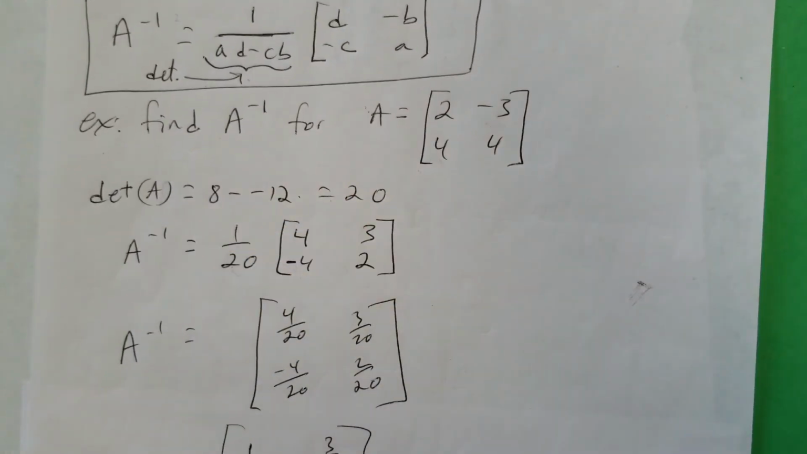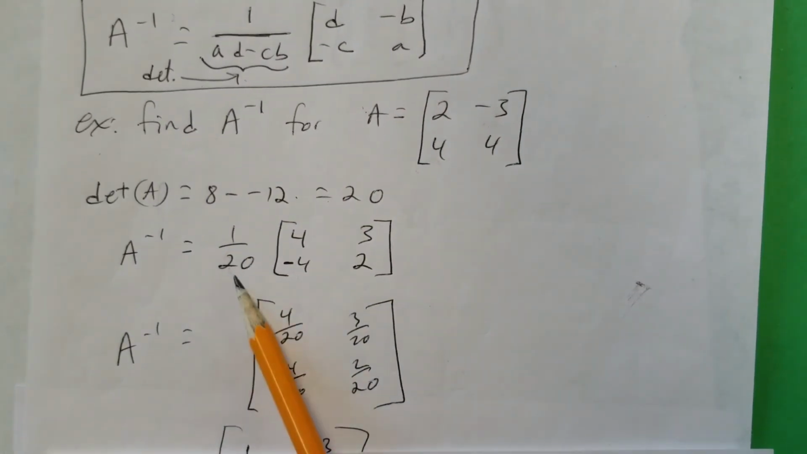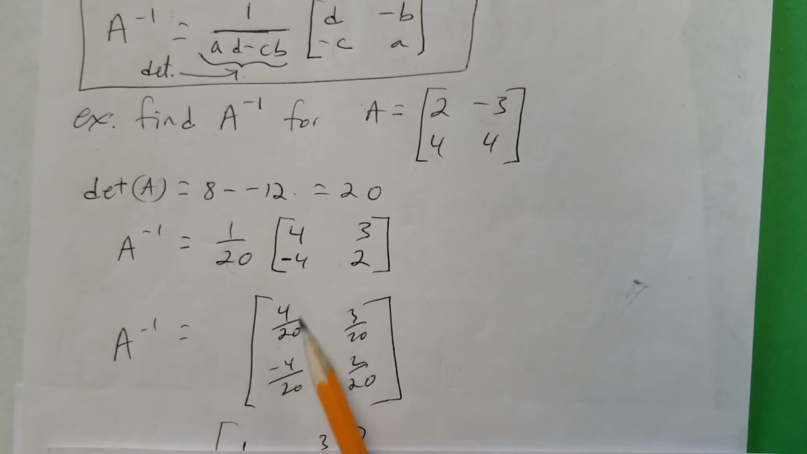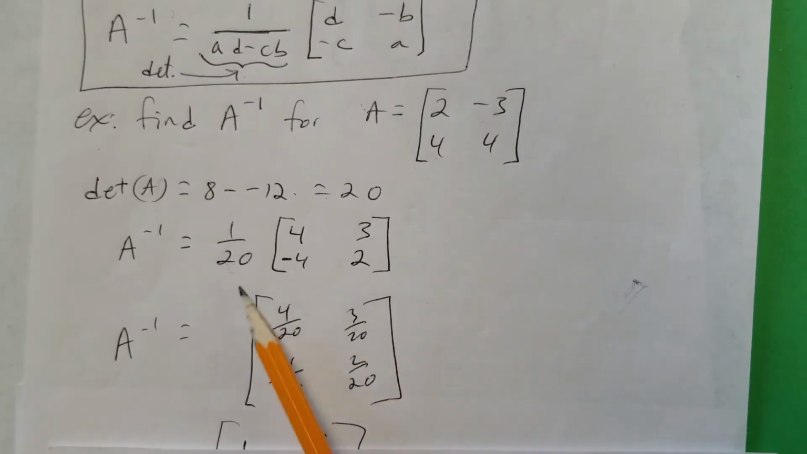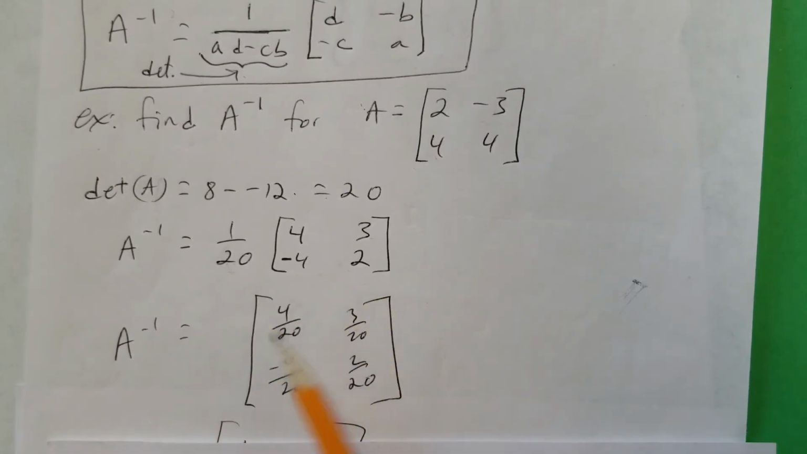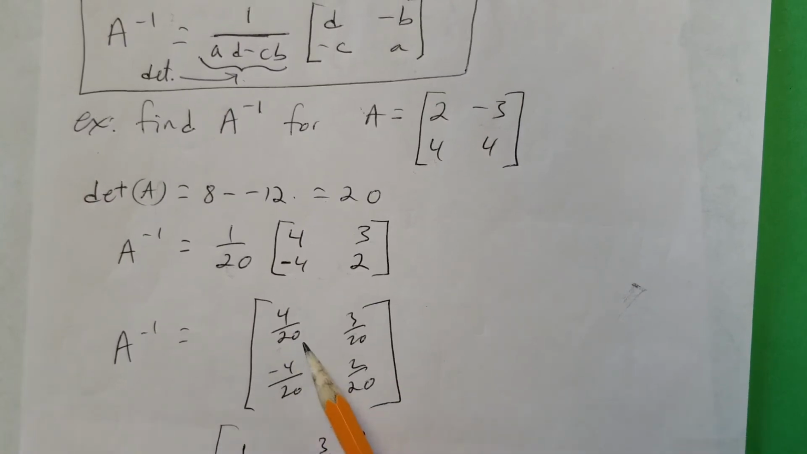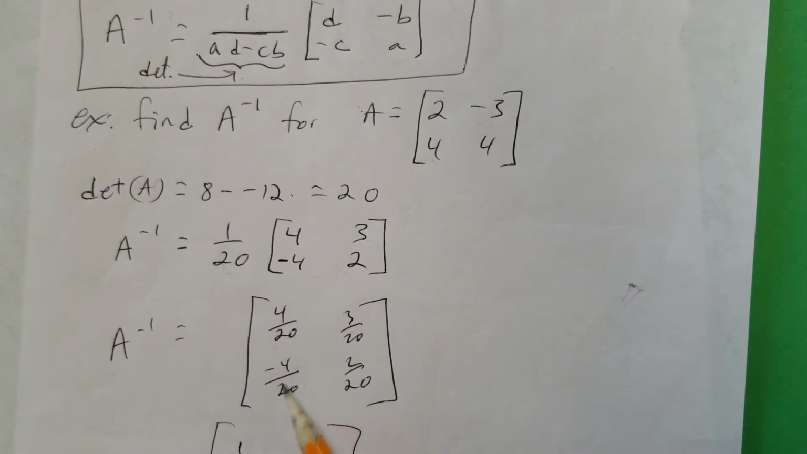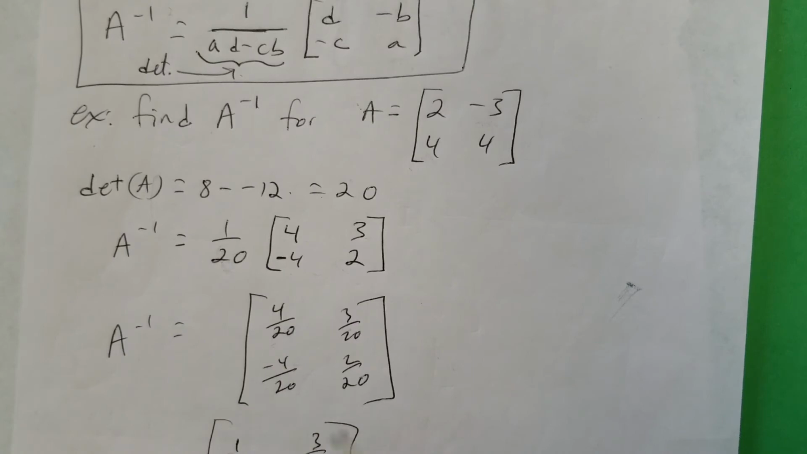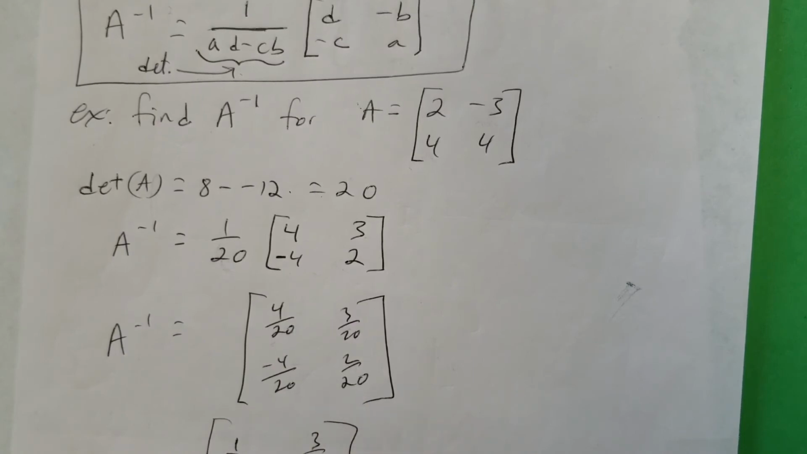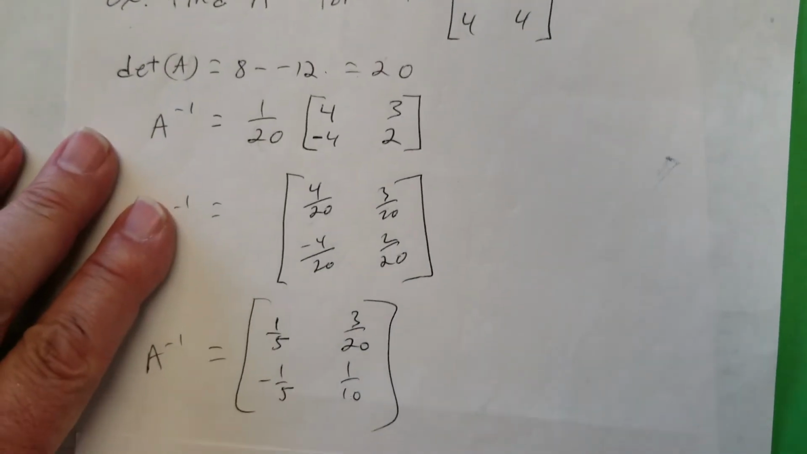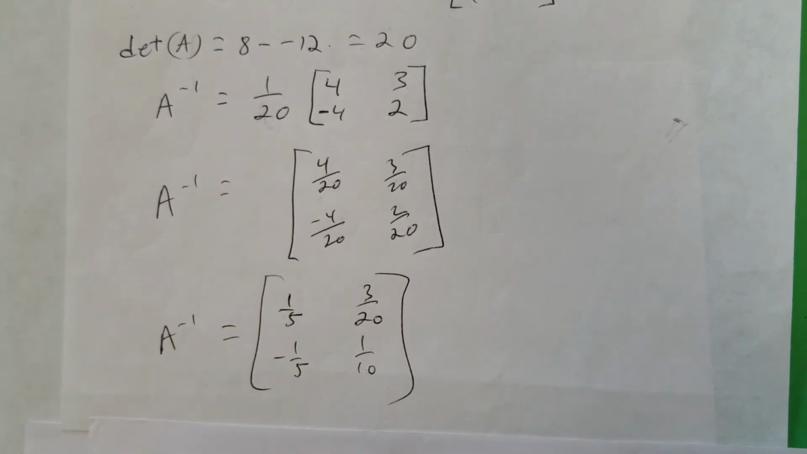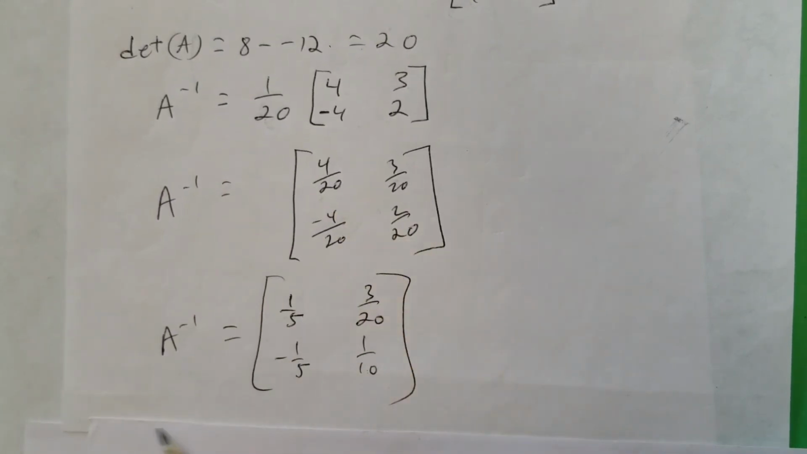Right? Isn't that the answer? 1/20th times 4 is 4 over 20. 1/20th times 3 is 3 over 20, etc. And then go back and look at your fractions. If they're reducible, go ahead and reduce it. This stays. This can be reduced. 4 over 20 is 1/5. This can be reduced. 4 over 20 is 1/5, but negative. 2 over 20 is 1/10. That's it. I reduced them, and I found my inverse.